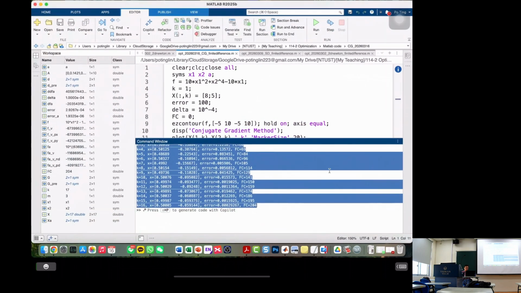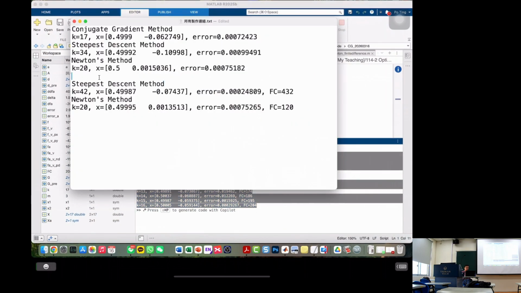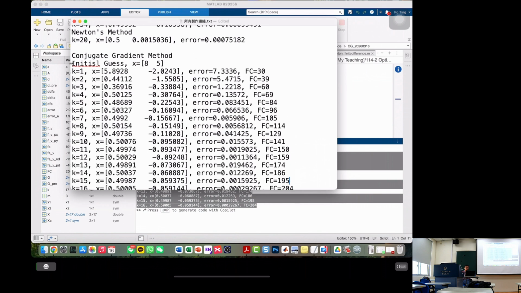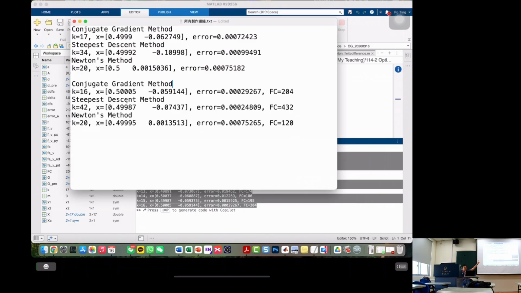Among all, I think it's a very good performance. Right here, 16 iterations. Actually more function calls than Newton, but 16 iterations. Okay?